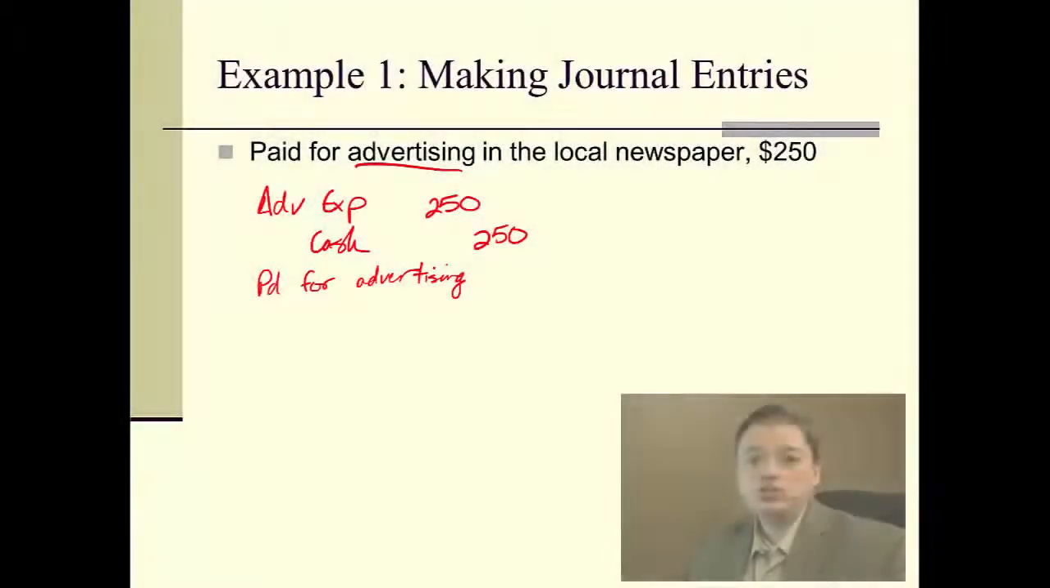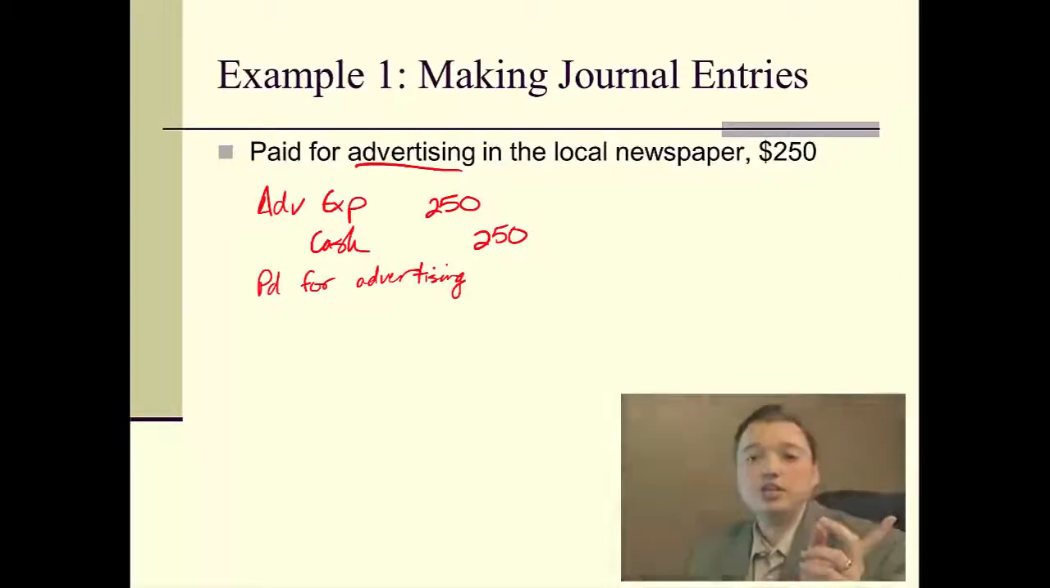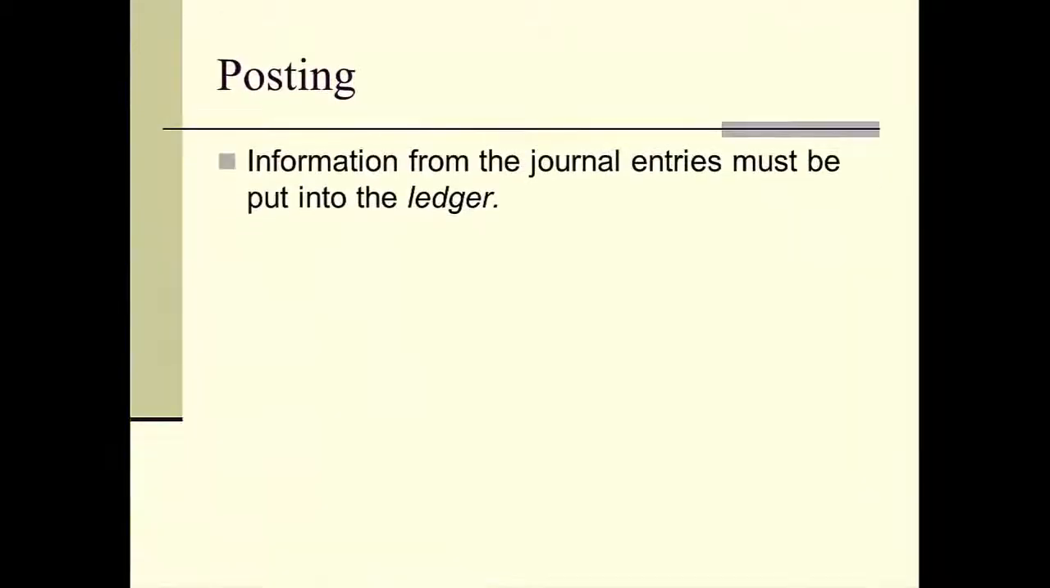That's the end of our journal entries, which means it's time to go on to the next step of the accounting cycle. Now, if you remember the picture, we started with identifying the transactions. Then we moved over and did the journal entries. Next, step 3 over here is posting those journal entries. And that's what we see next.